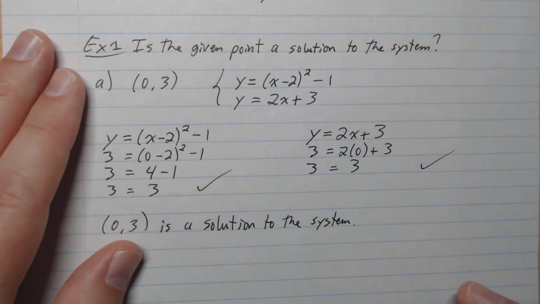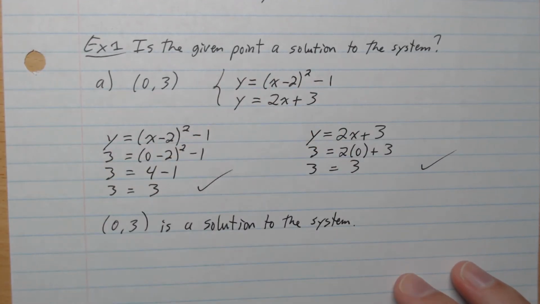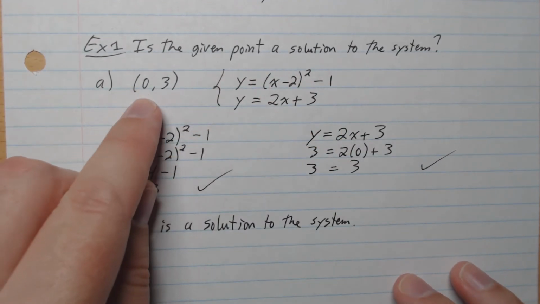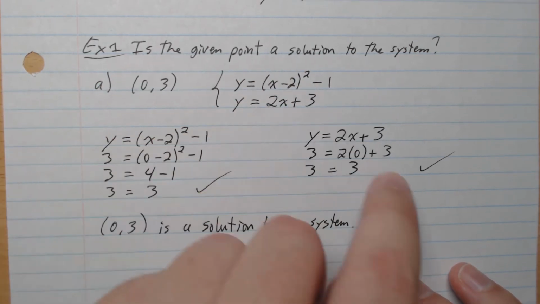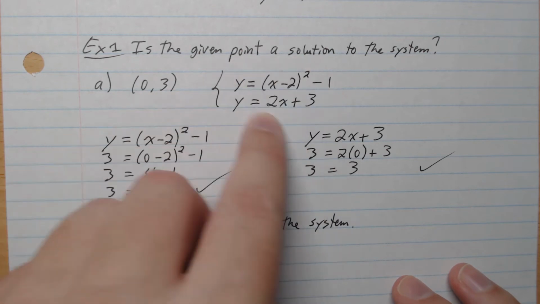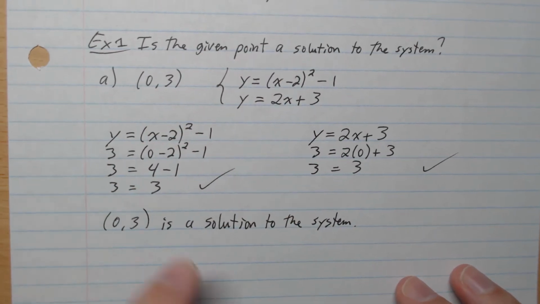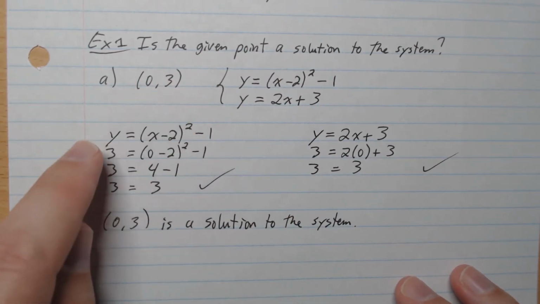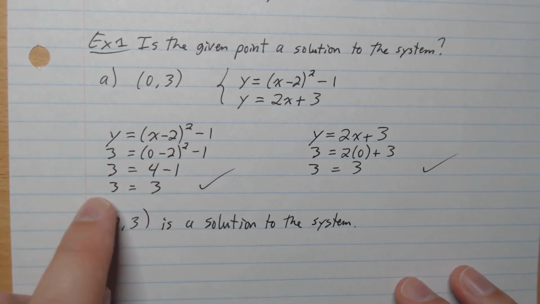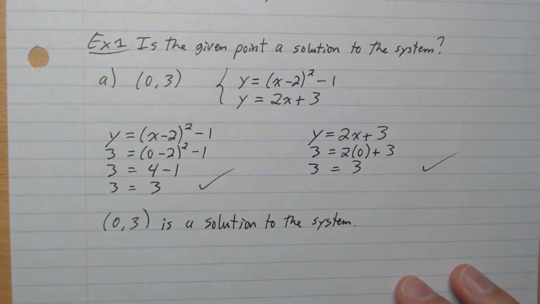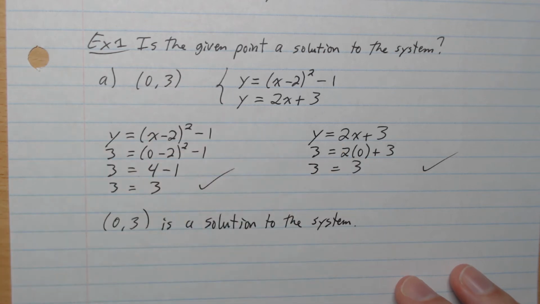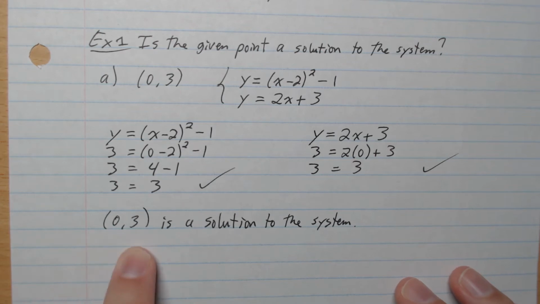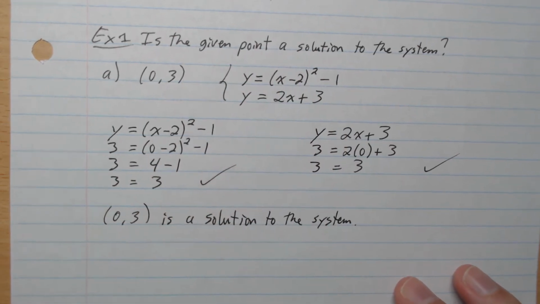So example 1, is the given point a solution to the system? Right, a solution to the system is when you plug it into the first equation and it's true, plug it into the second equation and it's true, and so that is a solution to the system. So here our x is 0, our y is 3. Plug that in, we do get 3 equals 3, no problem. Second one here, we plug in x equals 0, y equals 3, and we also get no problem here, 3 equals 3. So therefore, (0, 3) is a solution to the system.